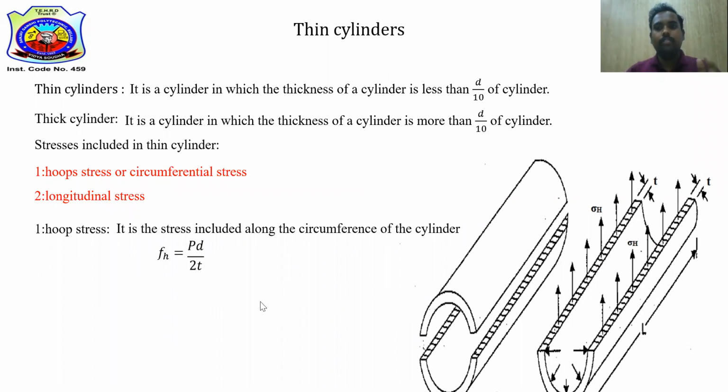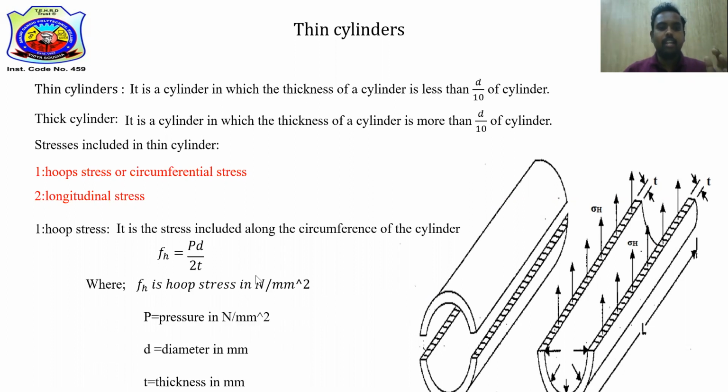So what is the formula for hoop stress? fH, where f is stress and H is hoop stress, fH equals PD by 2t. Let's understand the parameters. fH is the hoop stress in Newton per mm square, P is the pressure in Newton per mm square, D is the diameter in mm, and t is the thickness in mm. This is the formula for hoop stress. Just remember fH equals PD by 2t.